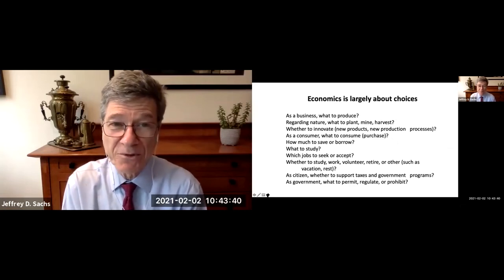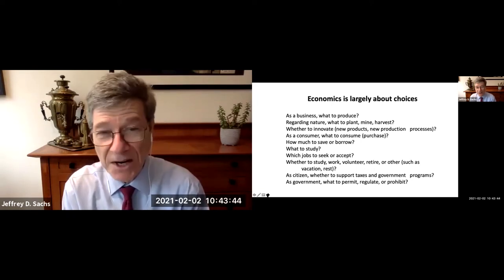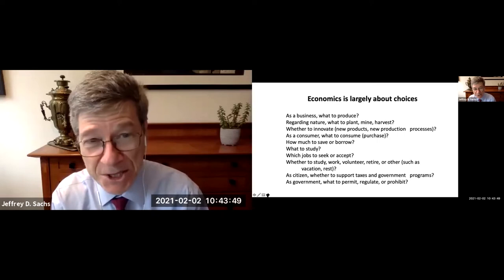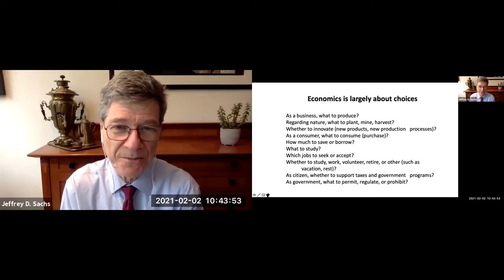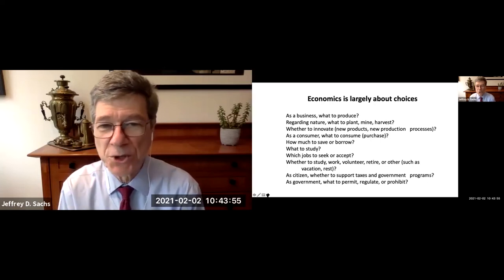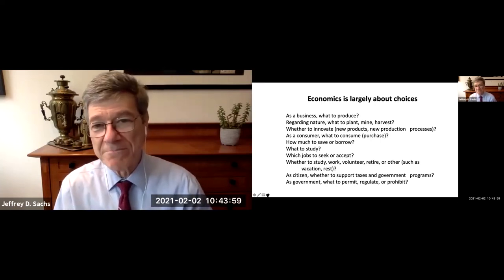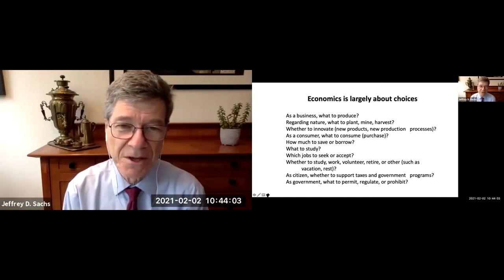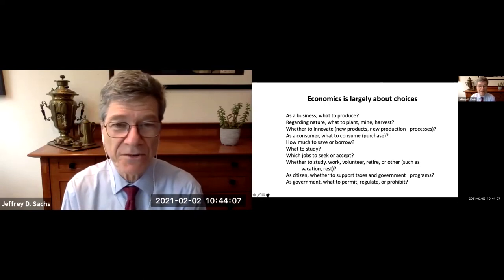What kind of jobs should you seek? How should you use your time? Studying, working, volunteering, in retirement, on vacation? Time allocation is part of economic choice. As a citizen, should you vote for or against a referendum on taxes, or for candidates who support more taxes or less taxes?